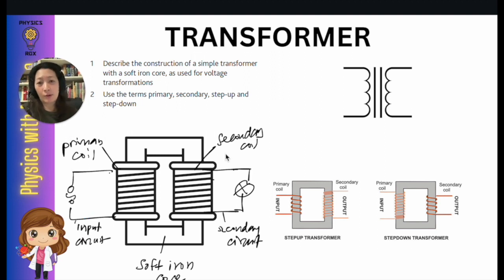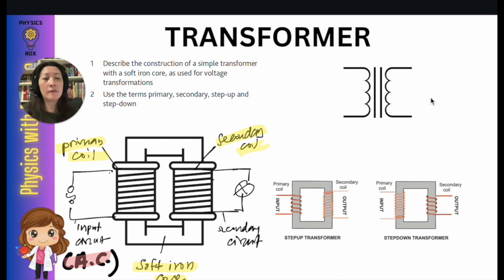The 3 main components of the simple transformer are the soft iron core, primary coil, and secondary coil. So that's what you need to know. Remember that transformers only work with AC power supplies. In your syllabus, you learn that they do not work with DC power supplies. So only AC. Just going to highlight that as a reminder.